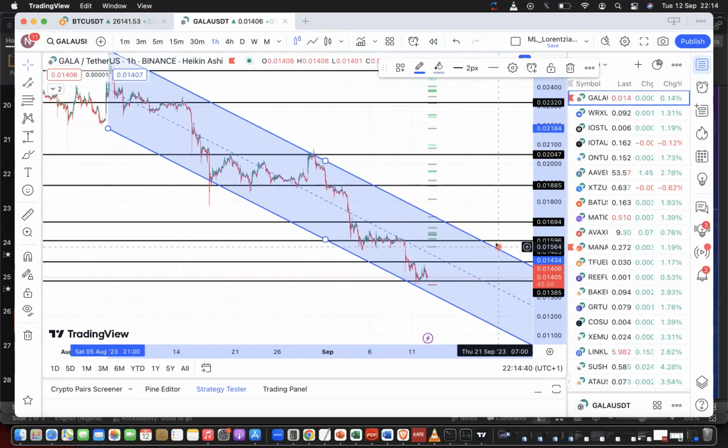Any moment from now, Gala can pump. Exactly. So it's on this support. It will drop a little bit and pump back again. Yeah. So exactly.